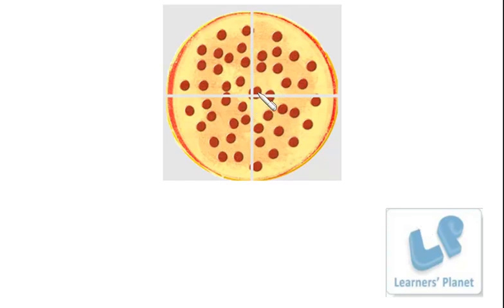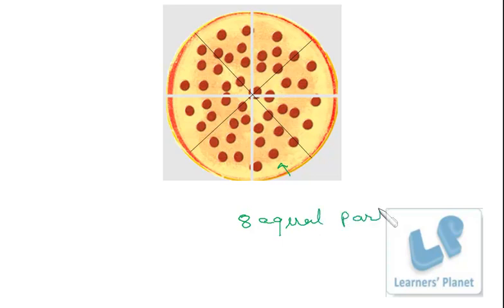So what you do, from here you will cut the pizza like this. From here you will cut the pizza like this. From here, you will cut the pizza like this, and from here, you'll cut the pizza like this. Okay, so I just do it nicely. So, I have made the cuts. Now you can see how many parts are there. I start from here. 1, 2, 3, 4, 5, 6, 7, 8.